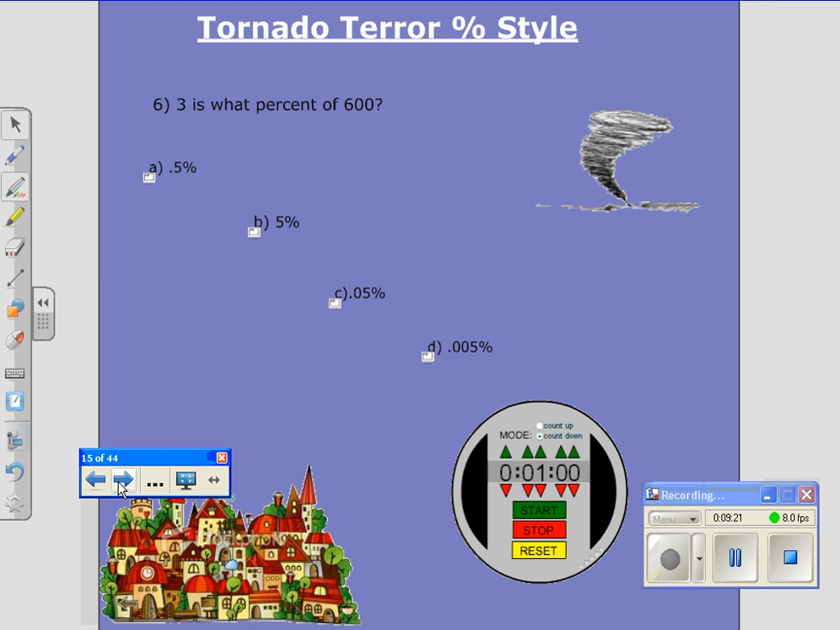3 is what percent of 60? 0.5%, 5%, 0.05%, and 0.005%. And remember, this might be one of those problems that you have to prove that you're right, even though it says incorrect.